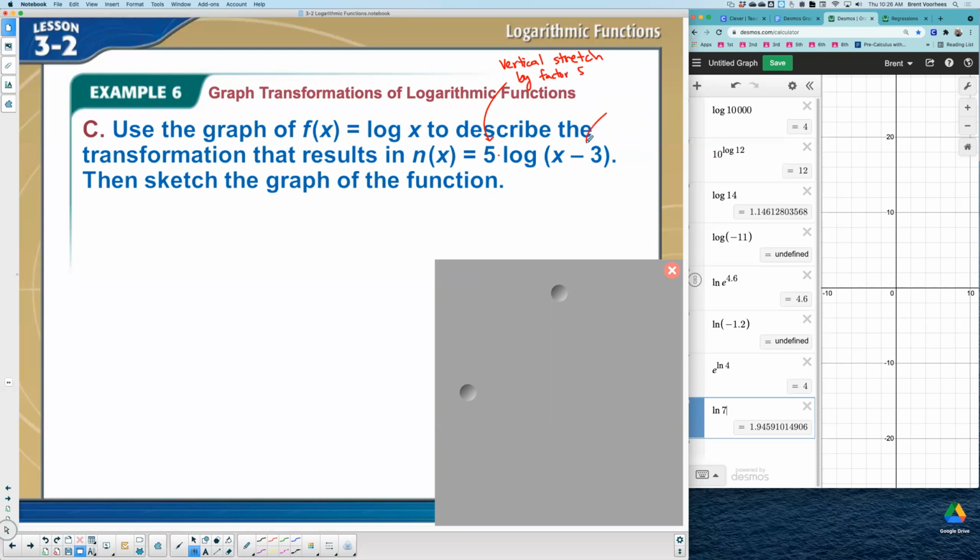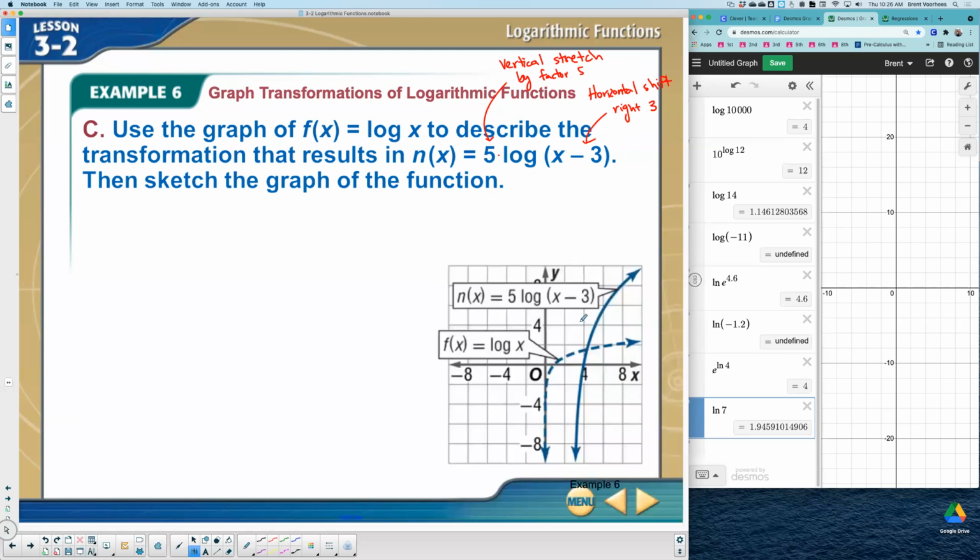And what about here? The -3. Inside or outside? Inside. So it's horizontal. Subtracting 3. Stretch, shrink, shift, or reflect? Shift. And it's a liar, so right 3. So we should go right 3 and a vertical stretch.